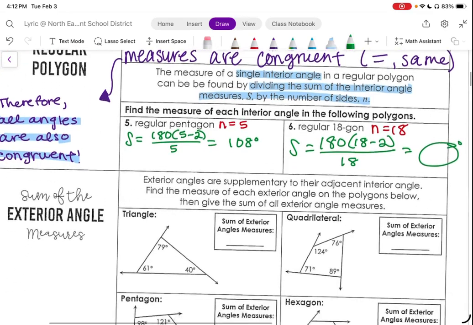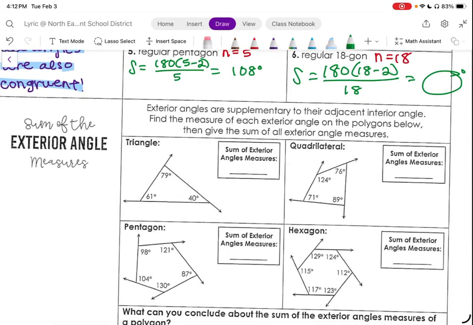All right, the next section talks about the sum of the exterior angles. So all we've talked about so far is interior angles. Now we're moving on to exterior angles. Now what does that mean? Exterior angles are supplementary to their adjacent interior angle. What does it mean to be supplementary? Do we remember?